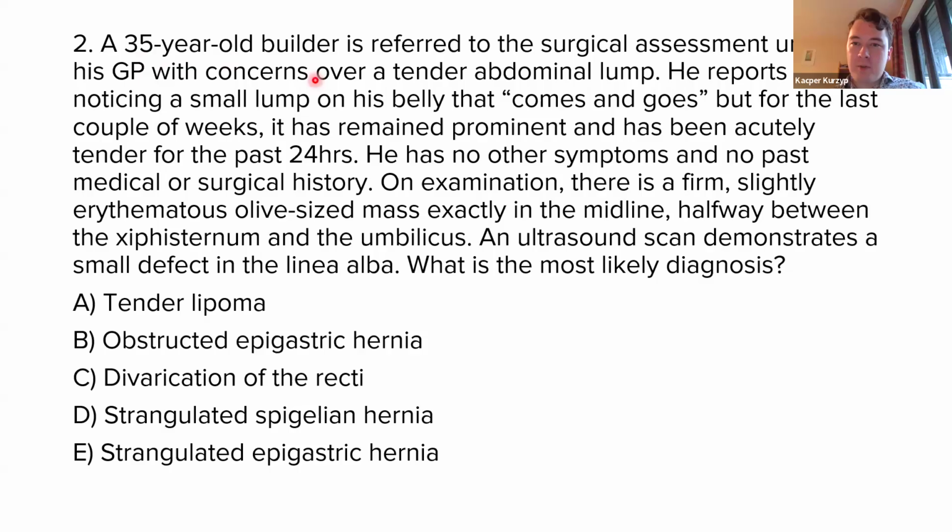Now we have a 35-year-old builder, SEU, concerns over tender abdominal lump. Small lump on his belly comes and goes, but for the past few weeks remained prominent, acutely tender for 24 hours. No other symptoms, no past medical surgical history. Firm, slightly erythematous olive-sized mass directly in the midline, halfway between the xiphisternum and the umbilicus. Small defect in the linea alba. Who wants to give me their best bet on the diagnosis?